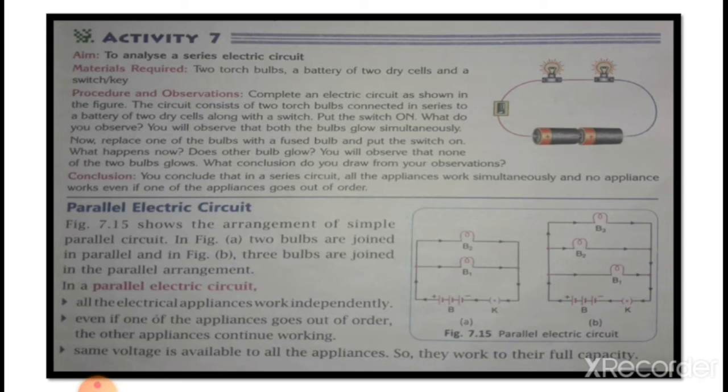In the first situation, we have taken two electric bulbs, and after completing the electric circuit, we have put the switch in the on mode. We can observe that both bulb 1 and bulb 2 glow simultaneously. And in the second situation, we are replacing one of the bulbs with a fused bulb, and after that, we are switching on. What happened? None of the bulbs will glow, because in a series connection, if one of the appliances goes out of order, no appliance will work further.